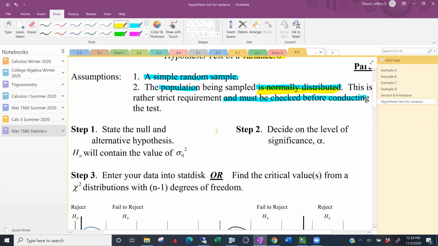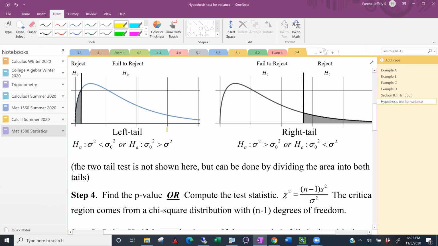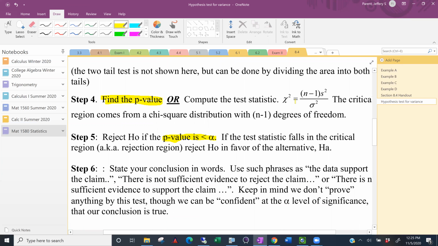You can check that with StatDisk. You go to normality assessment, check that there. But other than that, a lot of the flow of this is going to be the same as it was before. State your null and alternative hypothesis, decide on alpha, and then depending on how you're going to do this, you've got one of two choices. Now I'm going to suggest we do this with p-values. So step 3 is just going to be enter your data into StatDisk. And then step 4 is going to be to find the p-value. Based on the p-value, if the p-value is less than alpha, then you're going to reject H0. If it's not, then you fail to reject. And then finally state your conclusion in words.